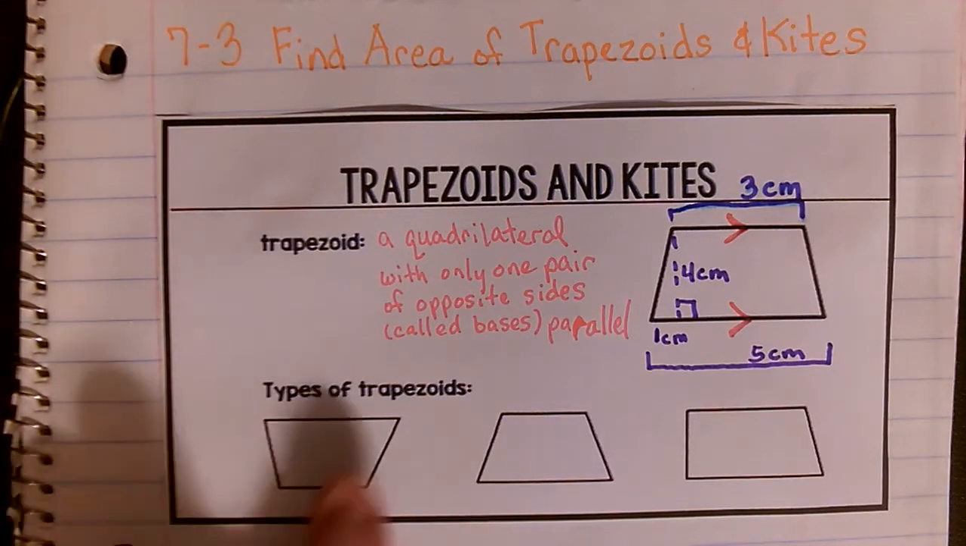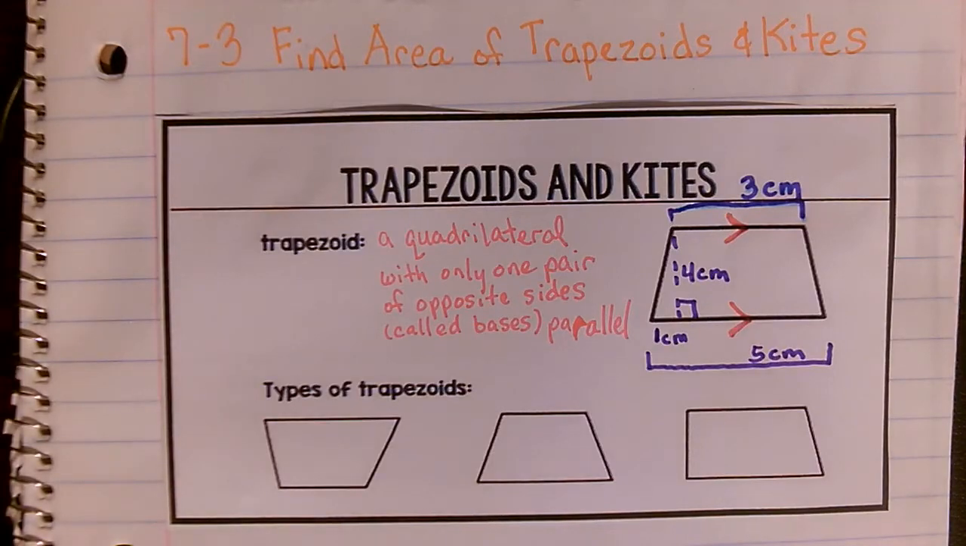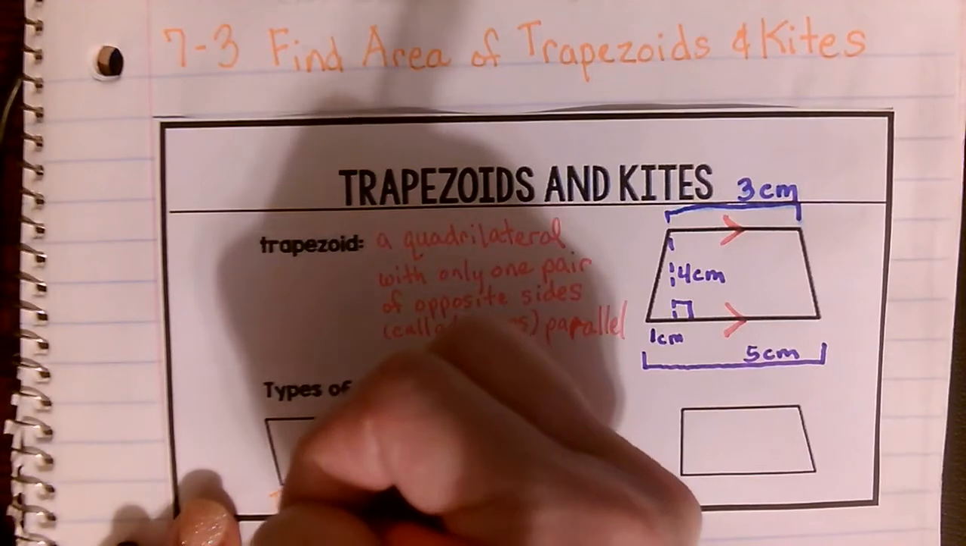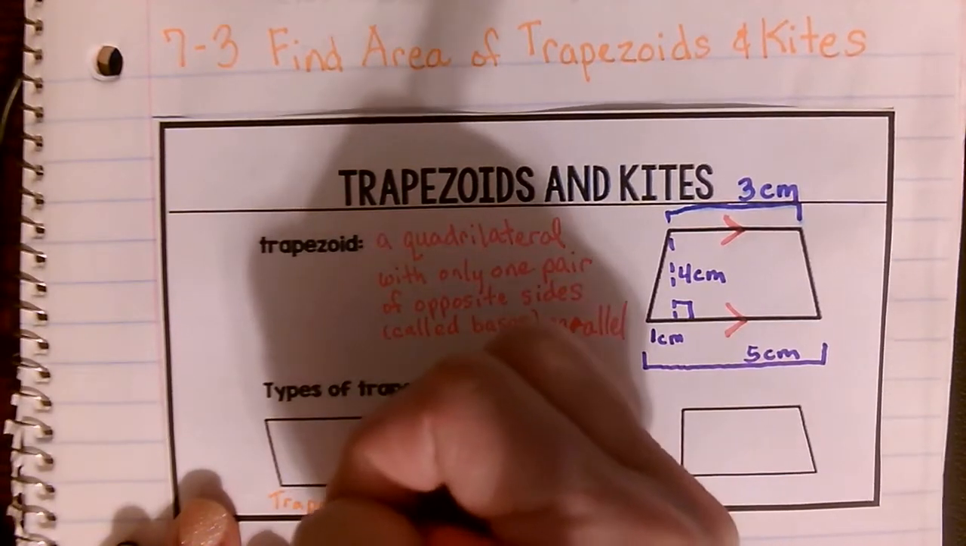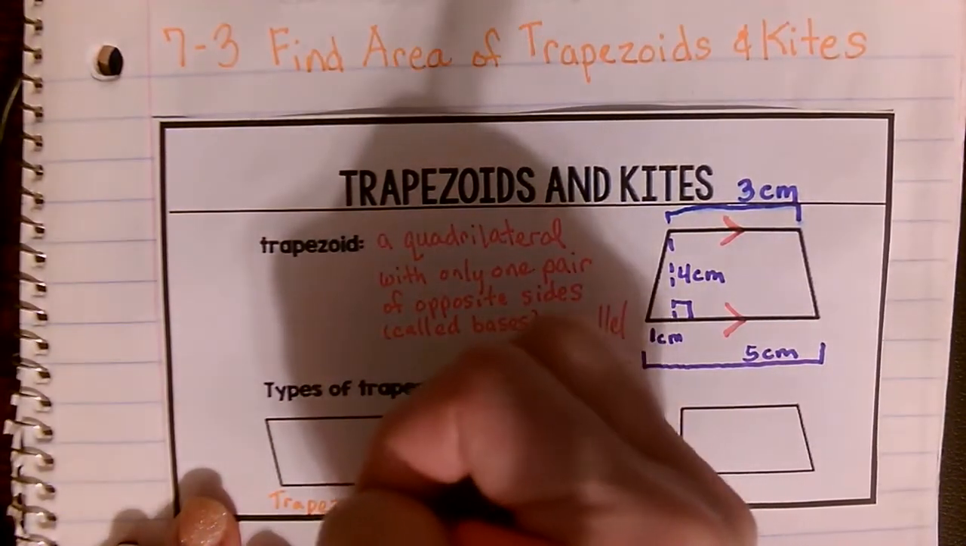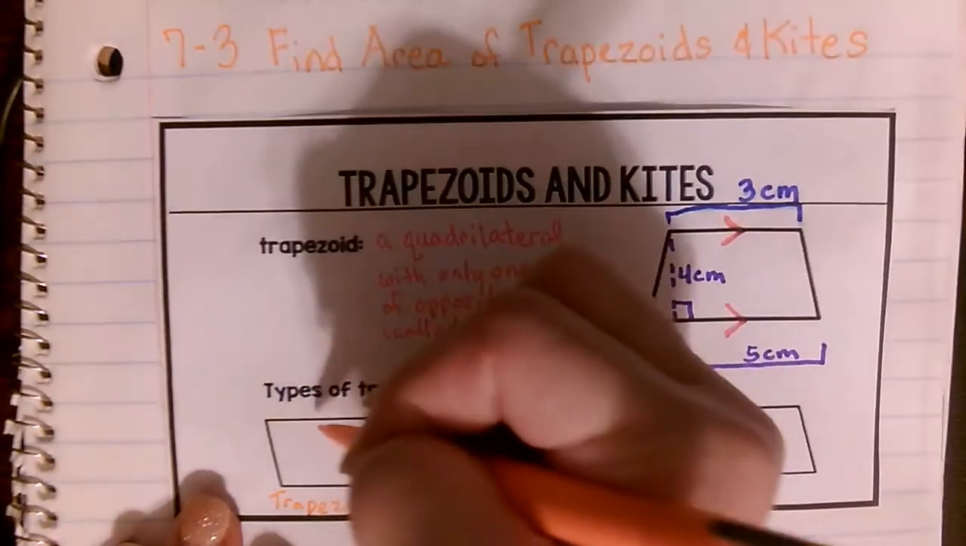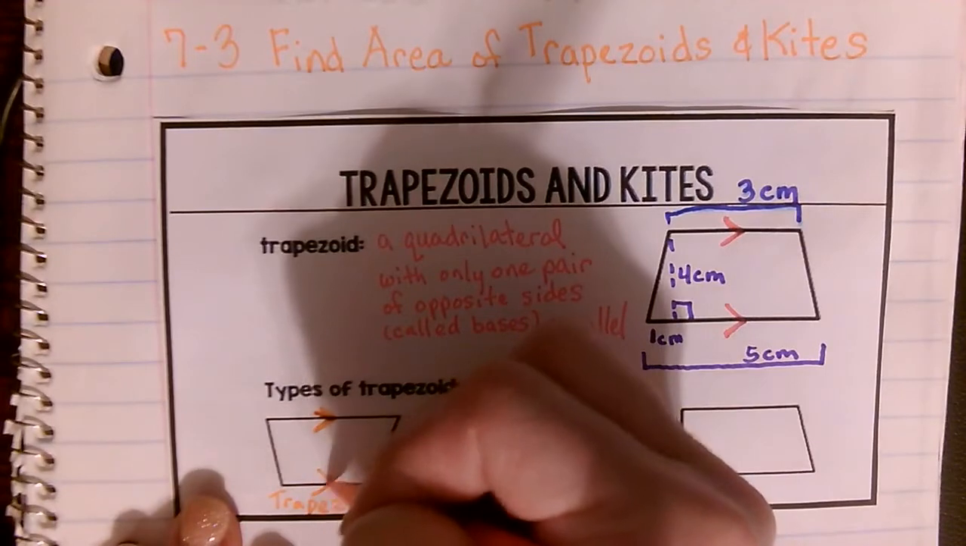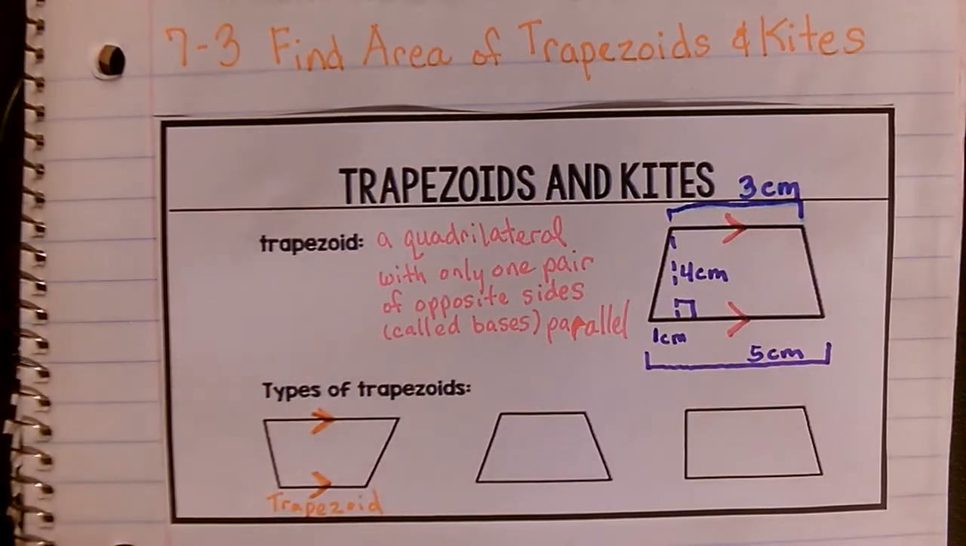Now we're going to go with types of trapezoids. And the first one we're just going to call a regular old trapezoid. Okay? And the reason for that is, I'm going to draw my arrows here. These sides are parallel, so it has one set of parallel lines. Okay? Let's look at the next one.